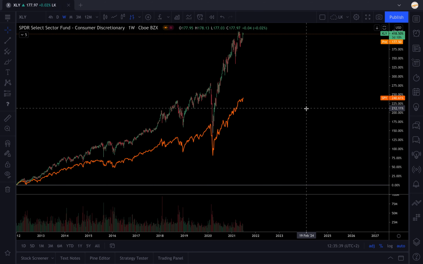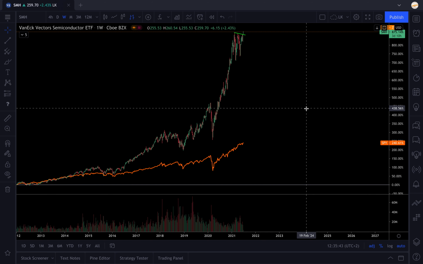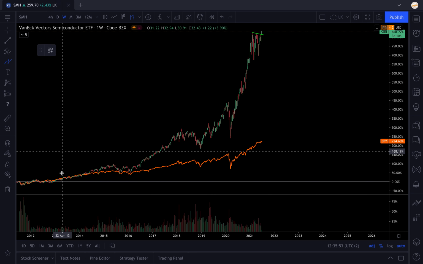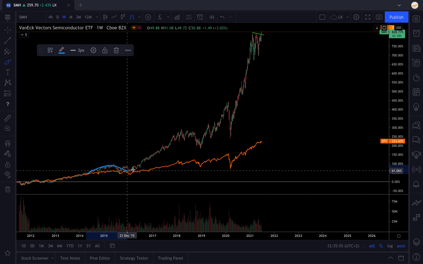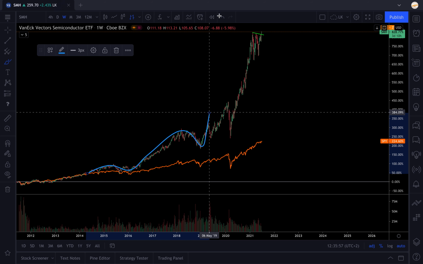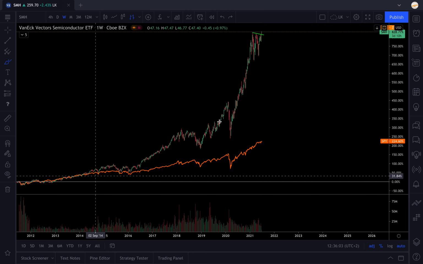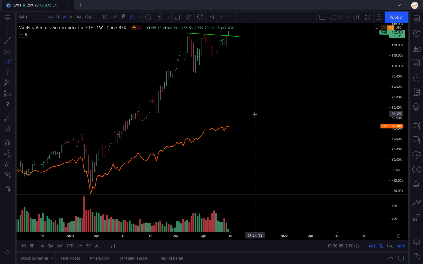We can take a look at the consumer discretionary semiconductors. Look at that, guys. Look at how semiconductors outperform the market like crazy, and you can see that the outperformance is really, really old. It's been outperforming all the way there. So this tells you why not buy semiconductors rather than buy normal stocks.